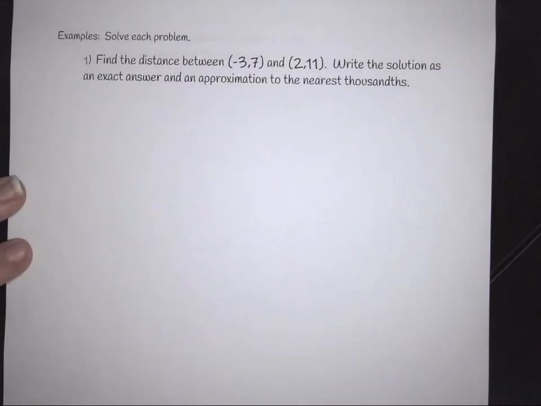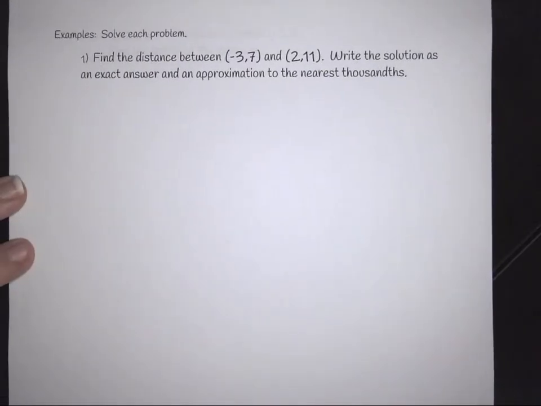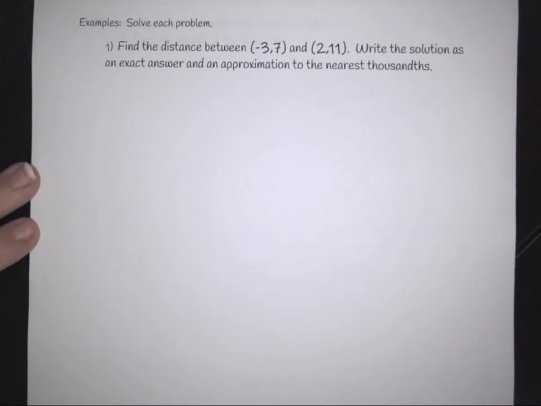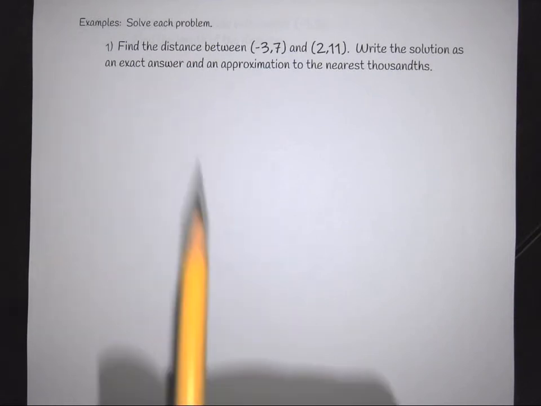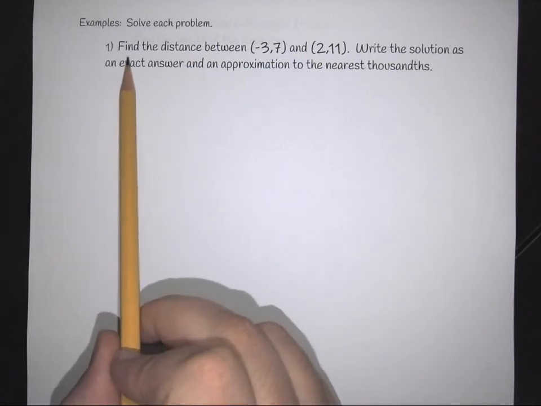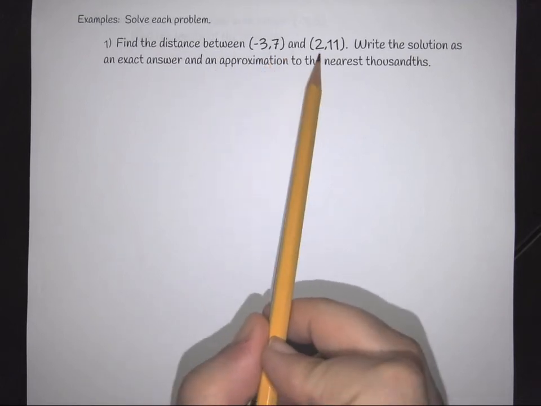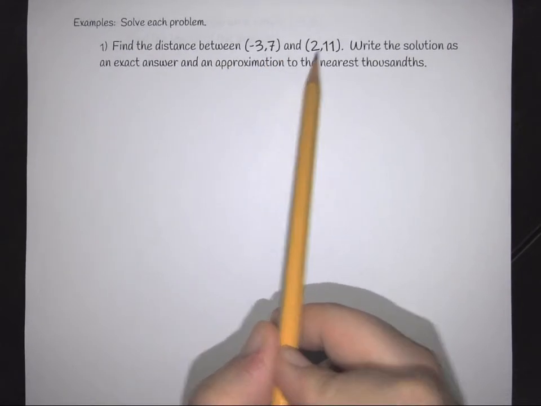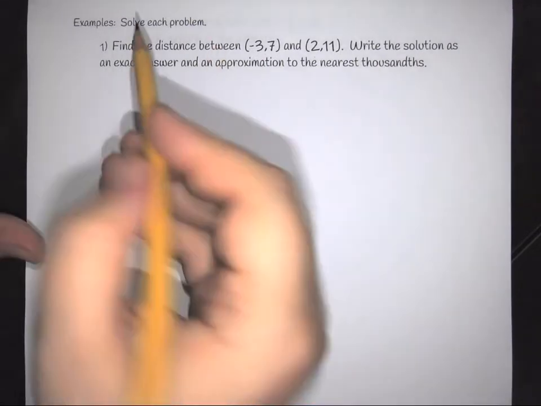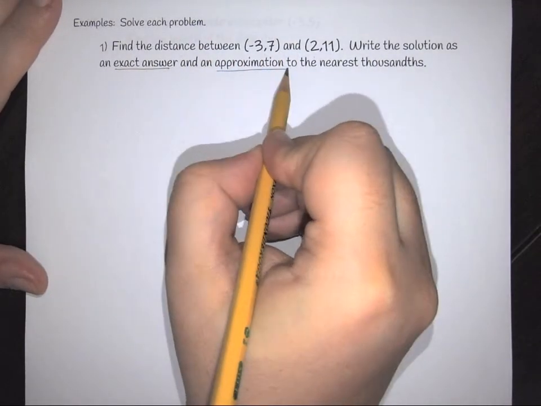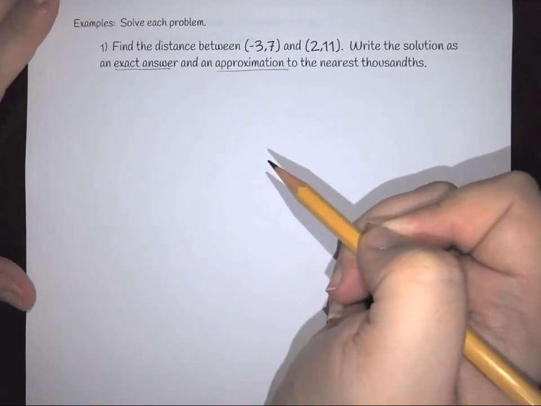Alright, now we need to use this idea in order to solve problems. So I have a couple different examples here, and we're going to be finding the distance. So the first one says find the distance between (-3, 7) and (2, 11), and then write the solution as an exact answer and an approximation to the nearest thousandth.